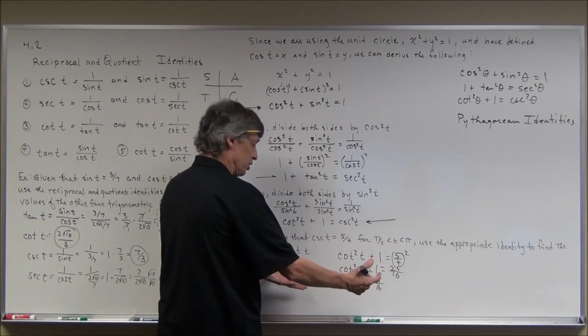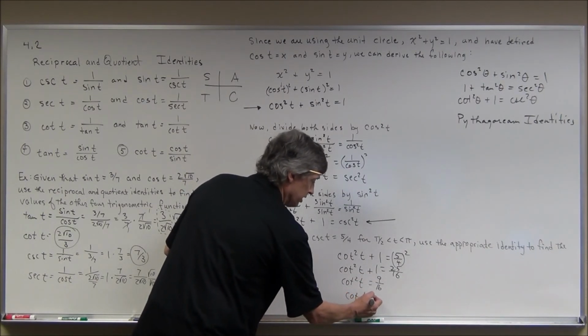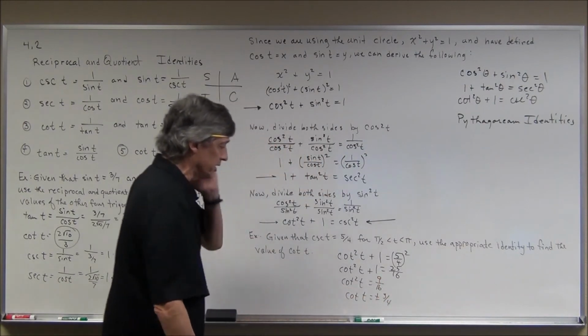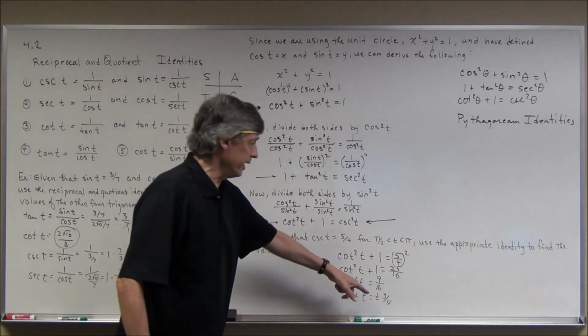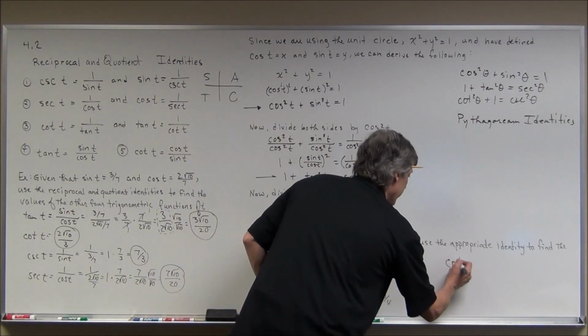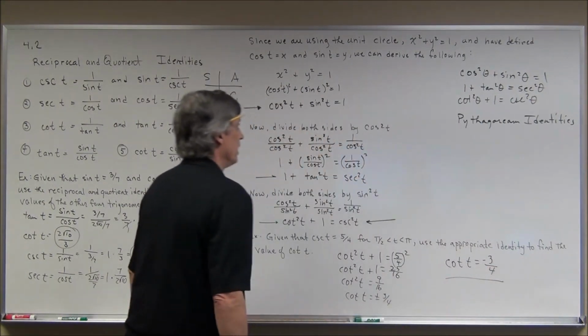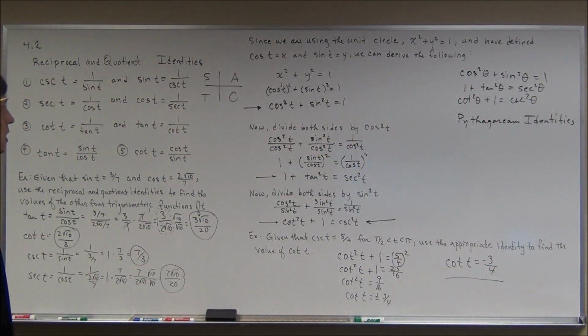And then I'm going to have to take the square root of both sides, and I'm going to get the cotangent of t is equal to plus or minus 3/4 when you take the square root of 9/16. But remember, for this problem, cotangent is negative. So the cotangent of t is negative 3/4 is my answer. And the Pythagorean identity is the first example. Remember that one because you're going to use these Pythagorean identities a whole lot more.